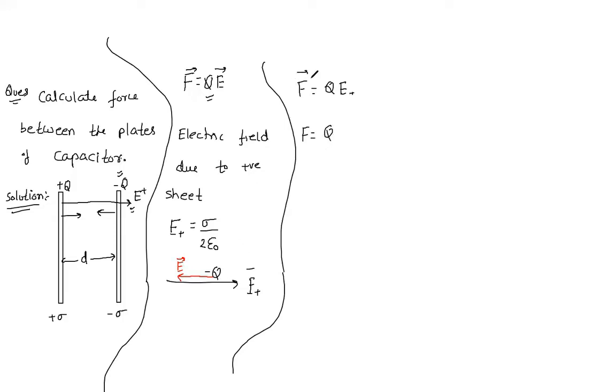If I consider this in vector form, this is minus of Q. But if I'm considering only the magnitude, then we can just remove this negative sign. So F is equal to QE. Just keep on substituting the values. Q is Q, E plus is sigma by 2 epsilon naught. What's the relation between sigma and Q?